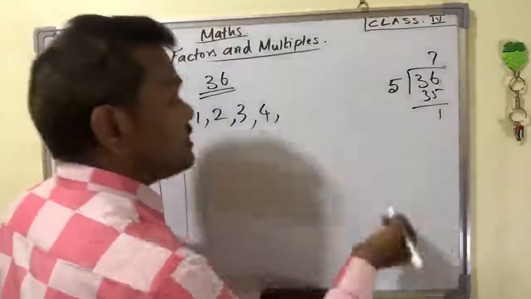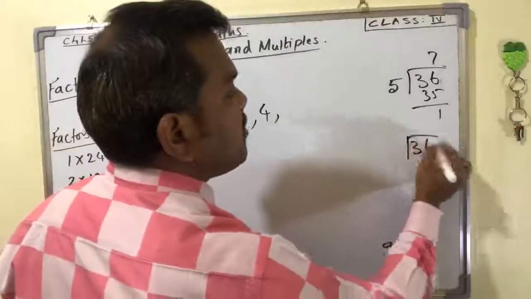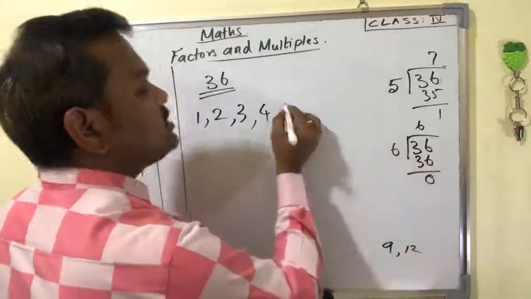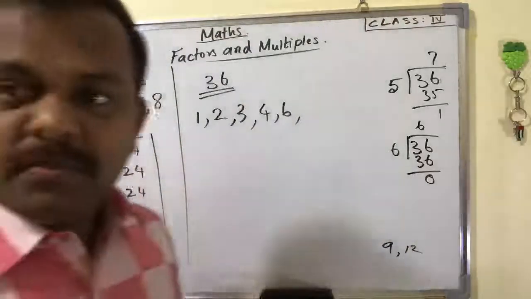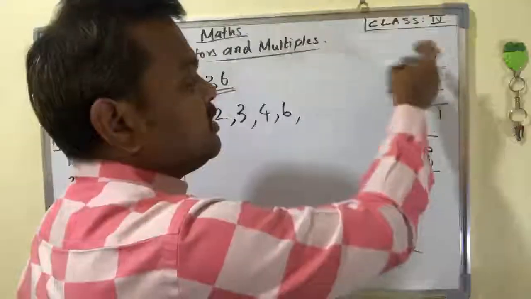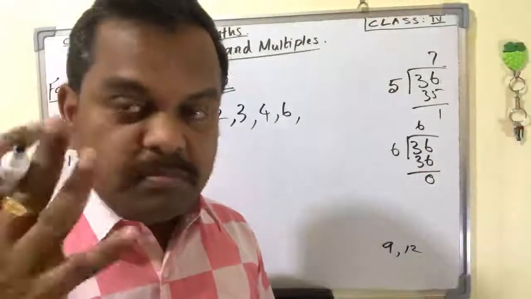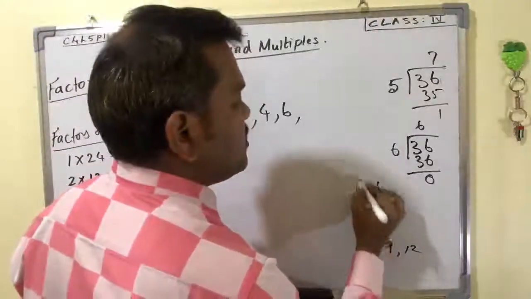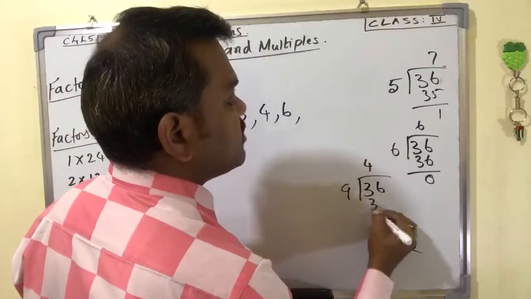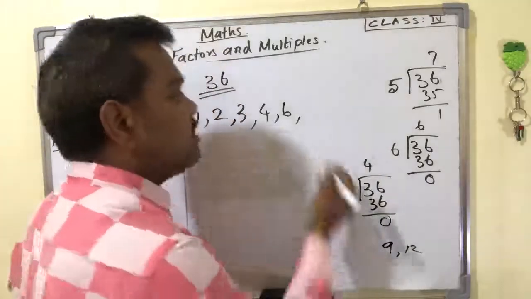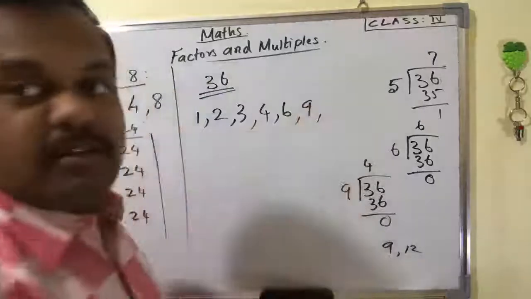Next, check 6. 36 by 6. 6 6s are 36. Balance 0. 6 is a factor. Then 7 is not a factor because already 7 5s are 35. 8 will not come. Okay, check 9. 36 by 9. 4 9s are 36. Balance 0. I told you, 9 will come. So 9 is a factor.